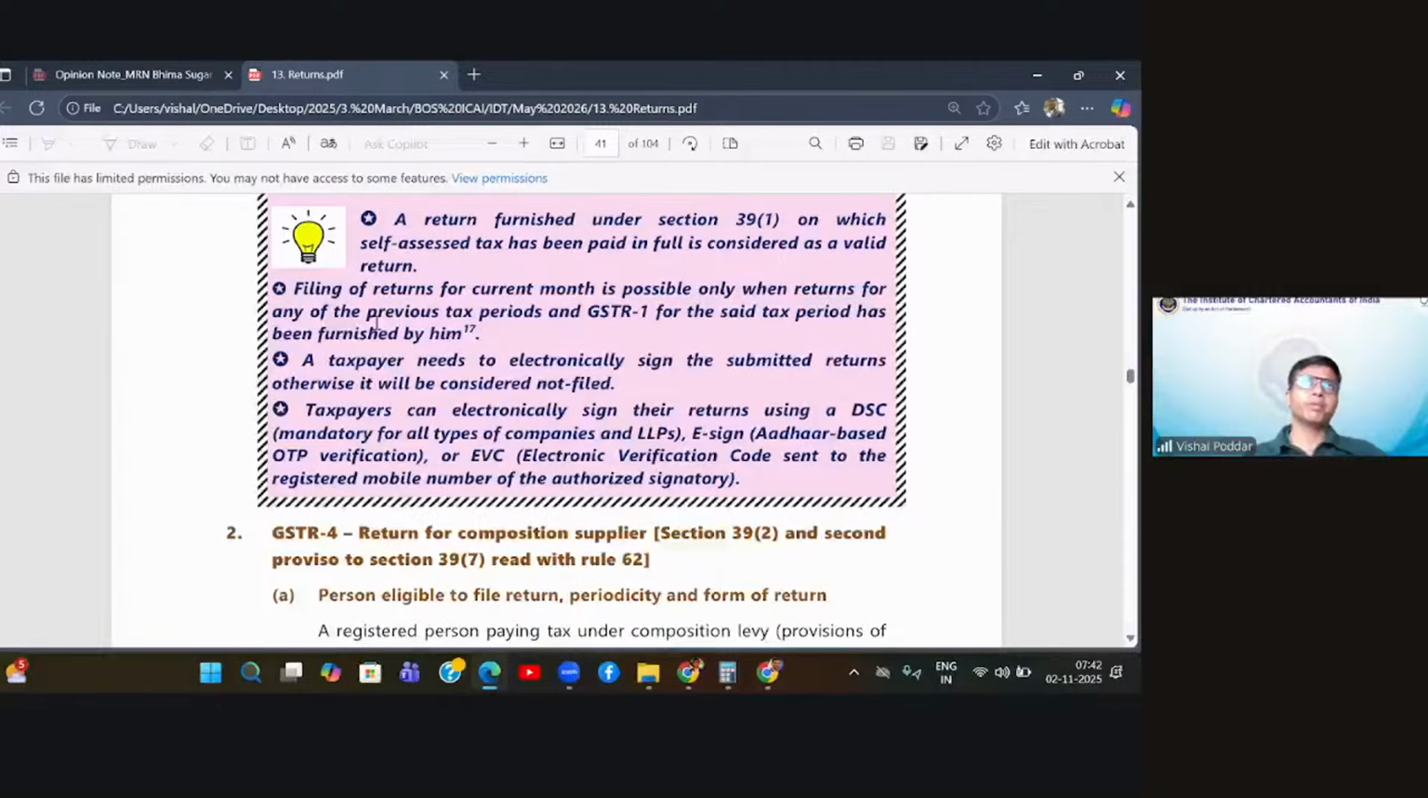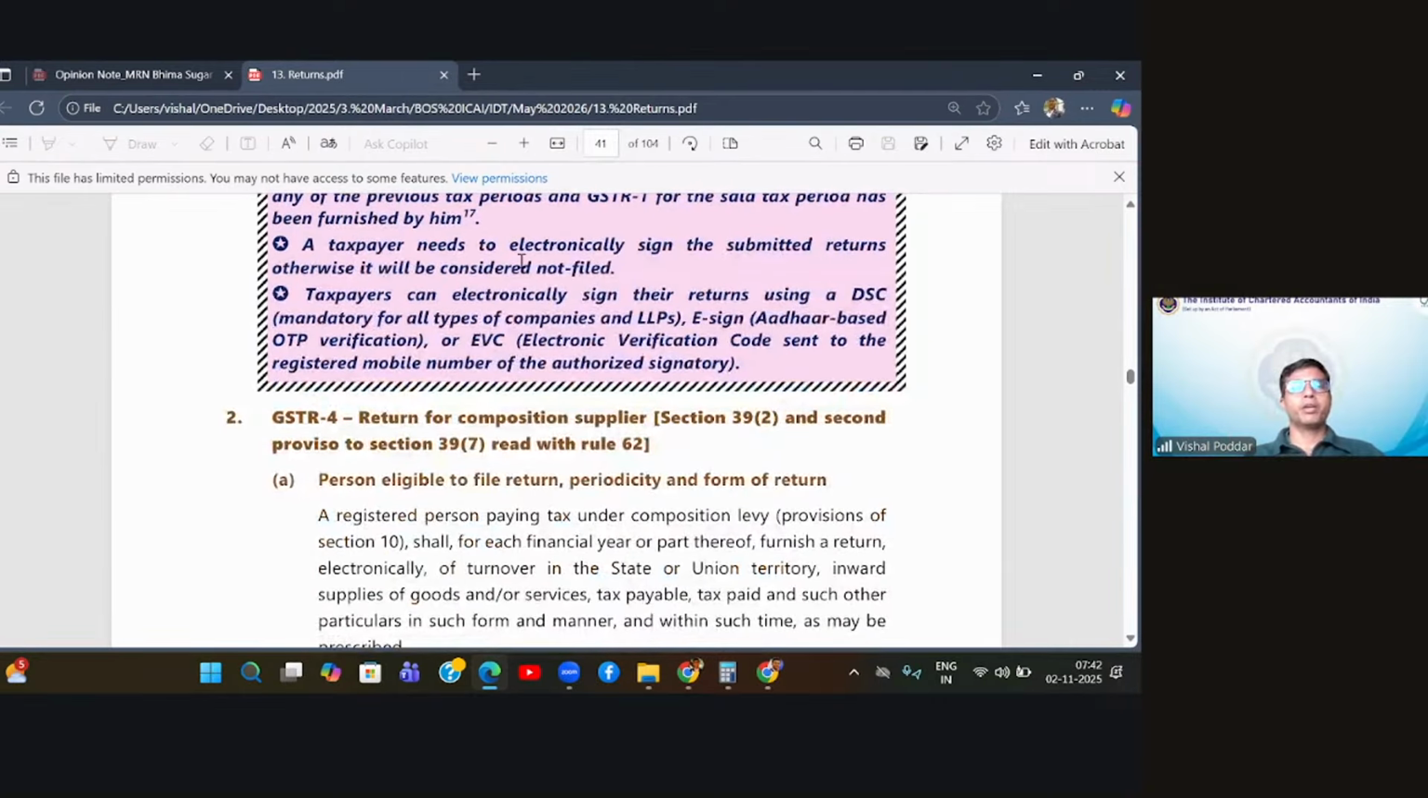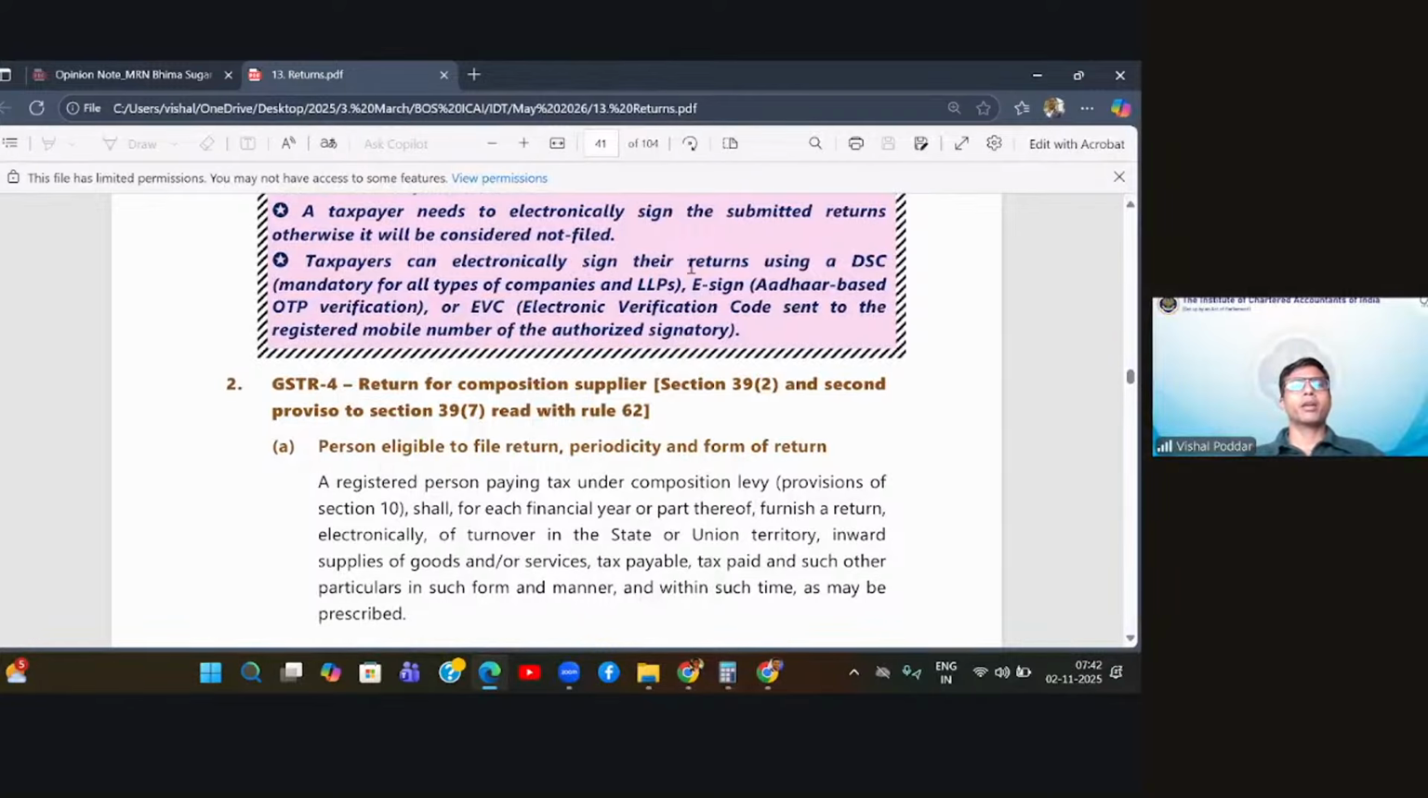So if you remember, in the previous class I was mentioning this. Now, slowly and steadily, there is an internal check mechanism to ensure that you are a compliant taxpayer. Until you file past period returns, current period returns are not open, so they cannot be filed. And further, when you're talking about the current month's 3B, it can be filed only when the past months' returns and the current month's GSTR1 are filed. So if GSTR1 of the current month is also pending, you cannot file 3B. A taxpayer needs to electronically sign the returns, otherwise it will be considered as not filed. Taxpayer can electronically sign the returns using a DSC, etc.